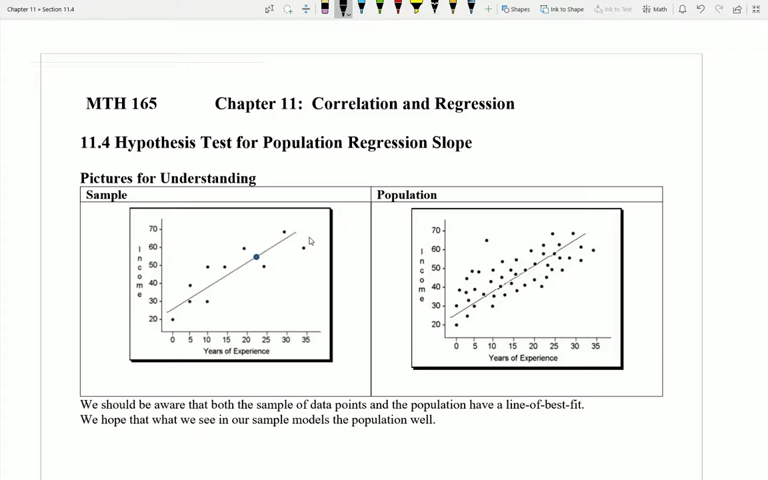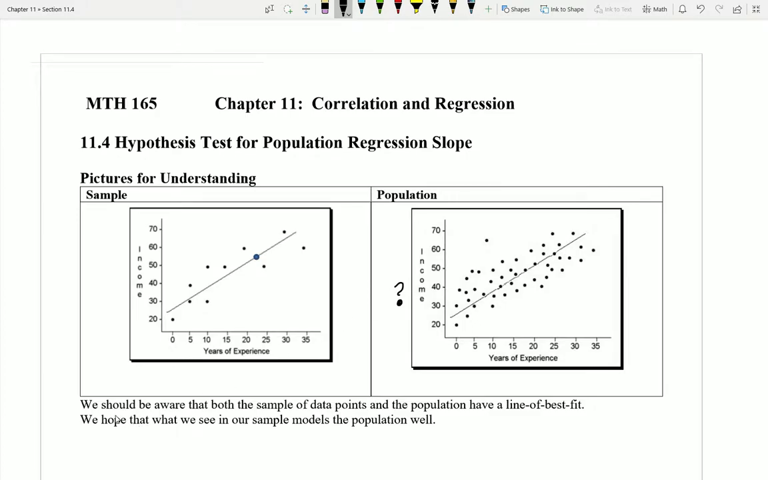So our goal in this section is to say, if I don't know what the picture in the population actually looks like because I don't have all the dots, then by using a small sample of points, can I make an educated guess as to what is happening with this line over here? Specifically, what we're going to focus on today is this: if I understand what the slope of the sample line of best fit looks like, can I make an educated guess as to the slope of the population line of best fit?